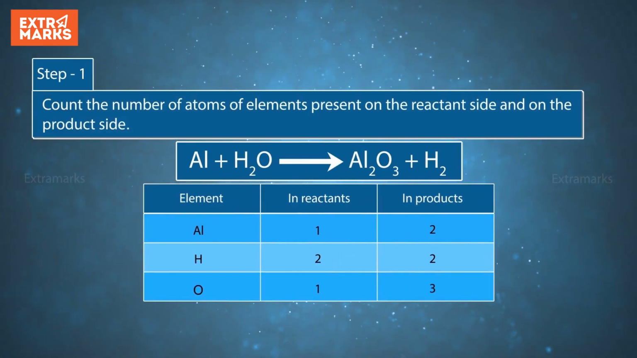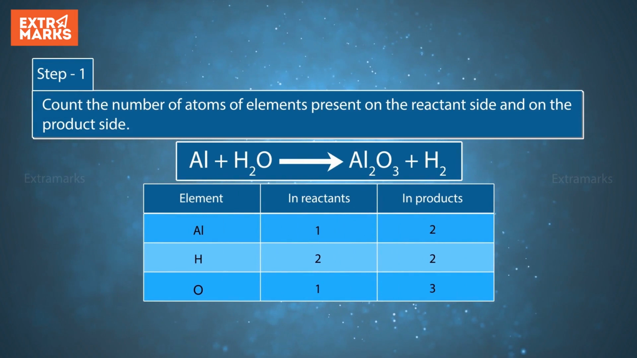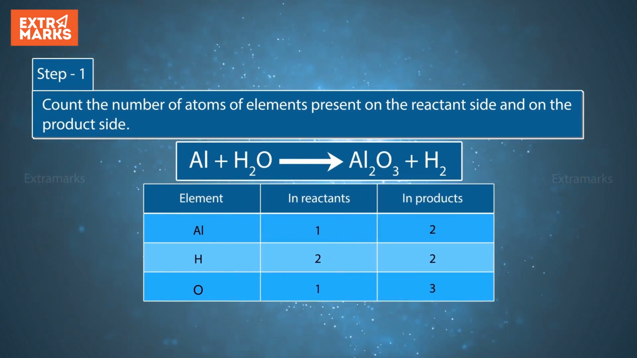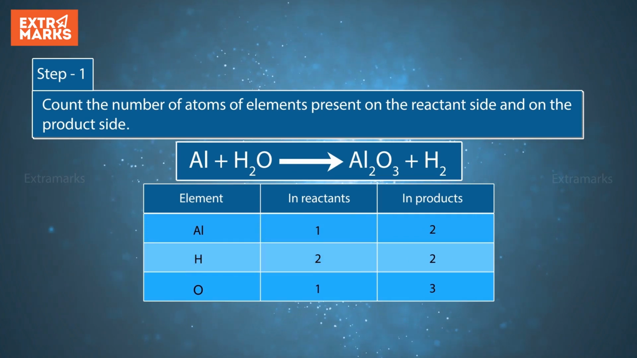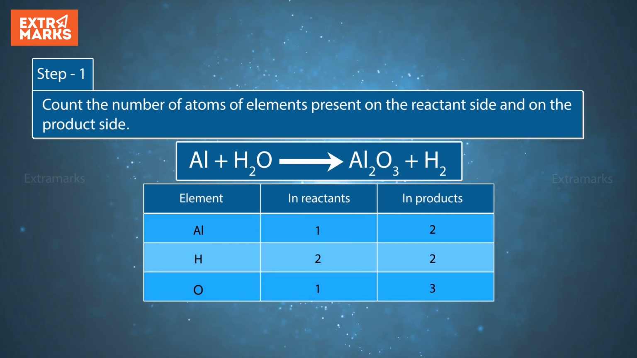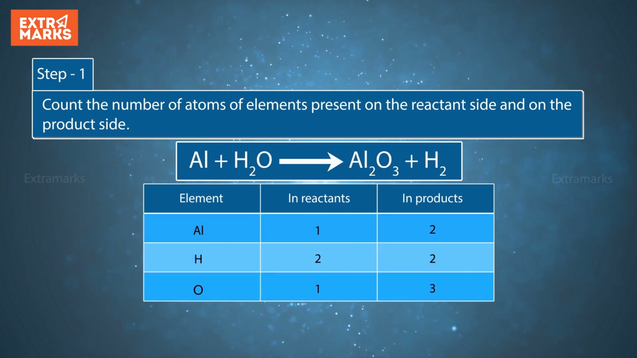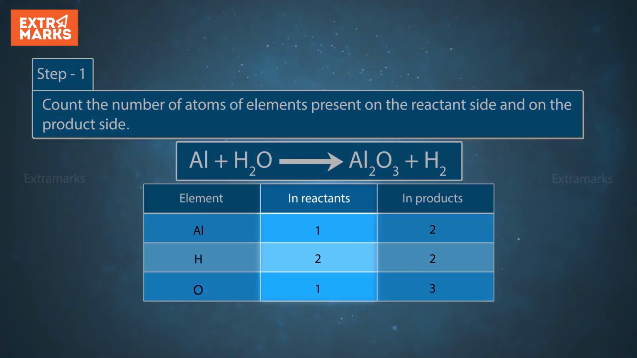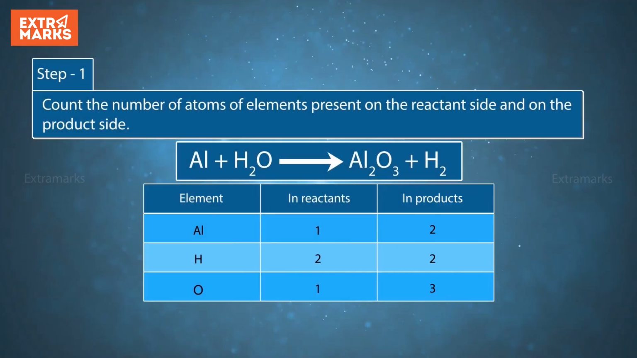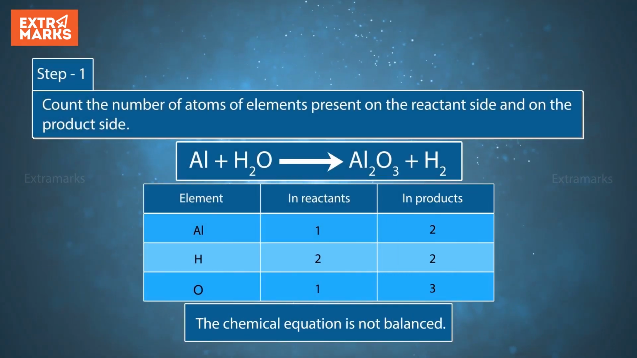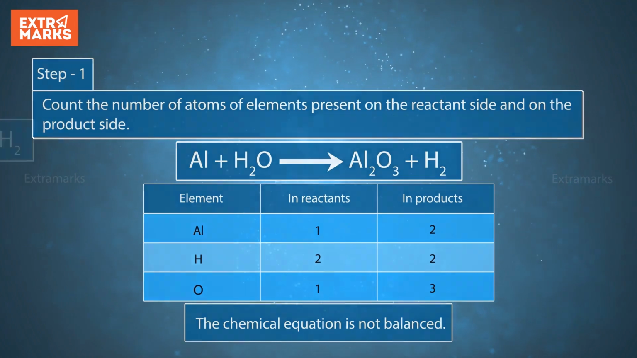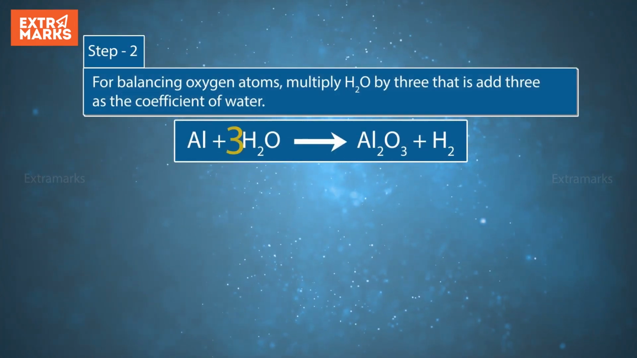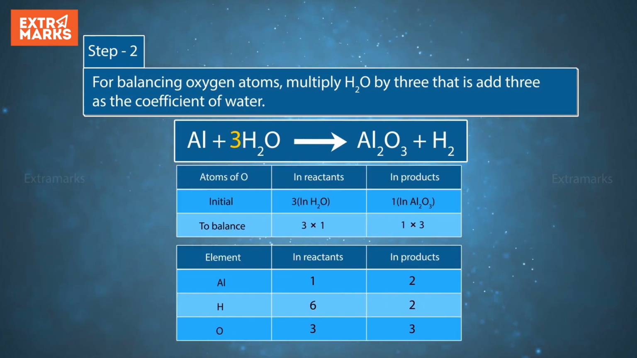Recall that first we need to count the number of elements present on the reactant side and on the product side. So, there are 1 aluminium, 2 hydrogen and 1 oxygen in the reactants and 2 aluminium, 2 hydrogen and 3 oxygen in the products. Since the number of atoms in the reactants and products is not same, the reaction is not balanced. Let's balance this equation. For balancing oxygen atoms, multiply H2O by 3, that is, add 3 as the coefficient of water.